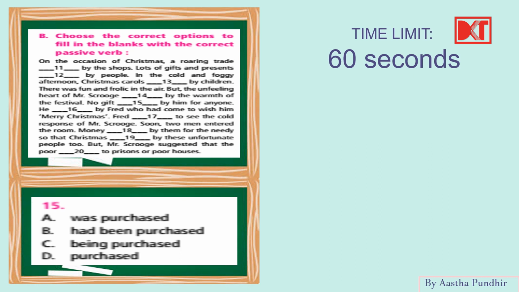Okay, next up, 15th, yes. No gift dash by him for anyone: was purchased, had been purchased, being purchased, or de-purchased. Okay, so here the correct answer is had been purchased. No gift had been purchased by him for anyone. Again, purchased, the past participle, had been, we're talking in the past perfect tense. No gift had been purchased by him for anyone.